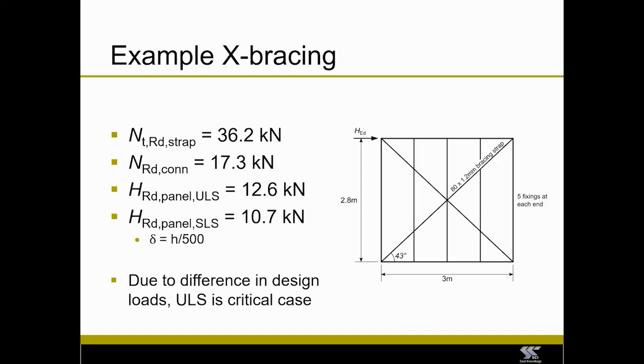And we've calculated that if that horizontal deflection is limited to h/500, then the capacity for that panel would be 10.7 kilonewtons at the serviceability limit state. So you can see there the ultimate limit state is slightly higher than the serviceability limit state resistance, but not a massive amount. And obviously the design load at the ultimate limit state will be significantly higher than at the serviceability limit state. So in this case, we can see that it will be the ultimate limit state that will be critical.